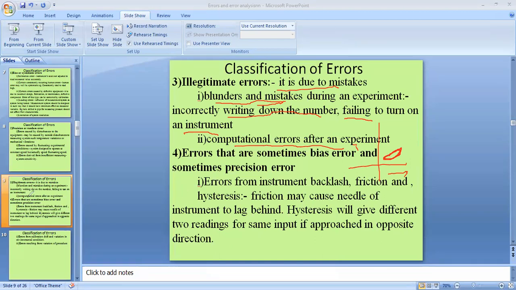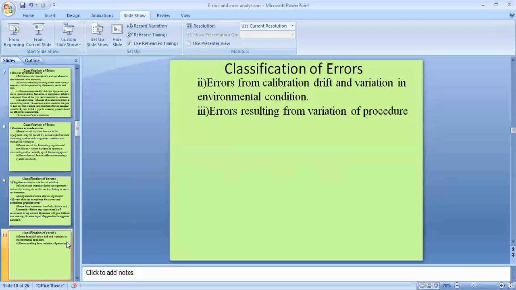As I mentioned earlier, we need to estimate the error and try to minimize it, if it is required. We already saw uncertainty analysis, and in uncertainty analysis, we try to minimize the error uncertainty. So it is the precision type of errors we want to eliminate. Then errors from calibration drift or variation in environmental conditions, and error resulting from variation of procedure.